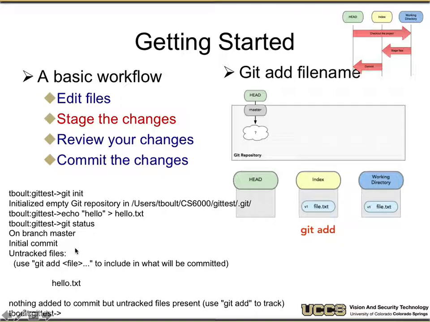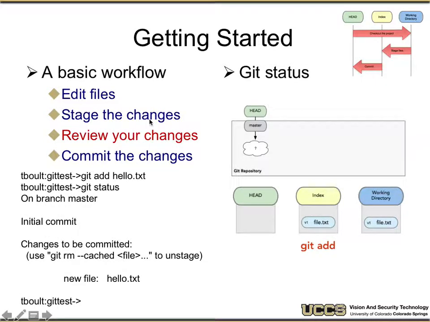And it's got an initial commit. And then it's going to tell me about these untracked files. It's telling me that hello.txt, even though I created it, is not yet tracked. Git knows it exists, but Git's not tracking it. So we want to tell Git to track it. So I'm going to say git add hello.txt.